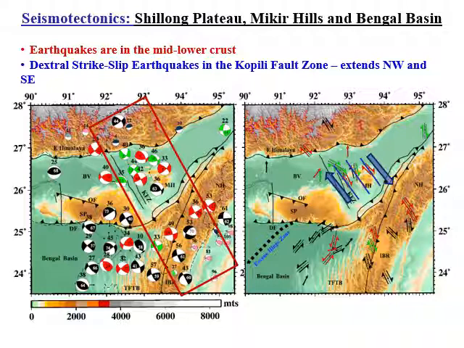What you can see from the slip vectors on the right is that these earthquakes form a bookshelf of dextral strike slip motion, and then you have this motion which extends beyond the region between the Shillong Plateau and the Mikir Hills.